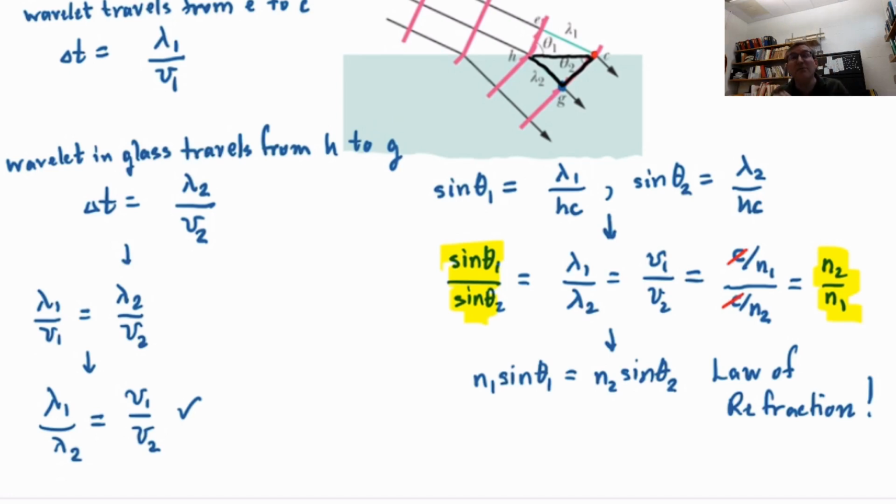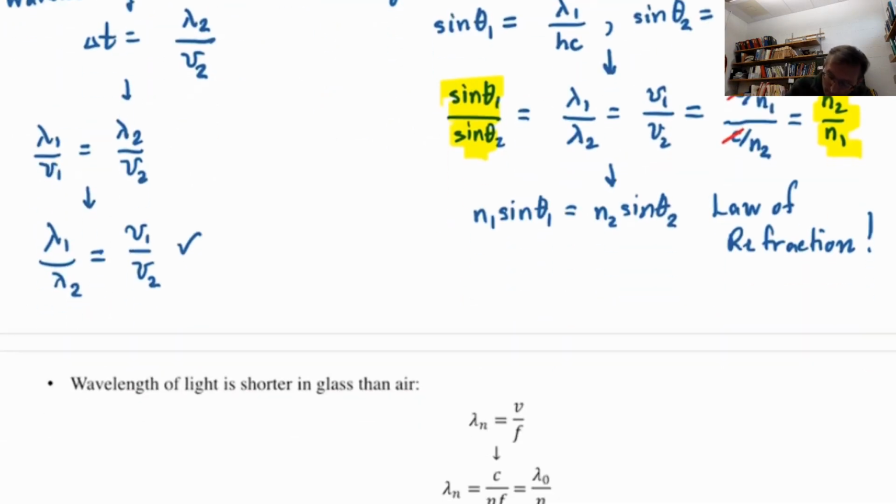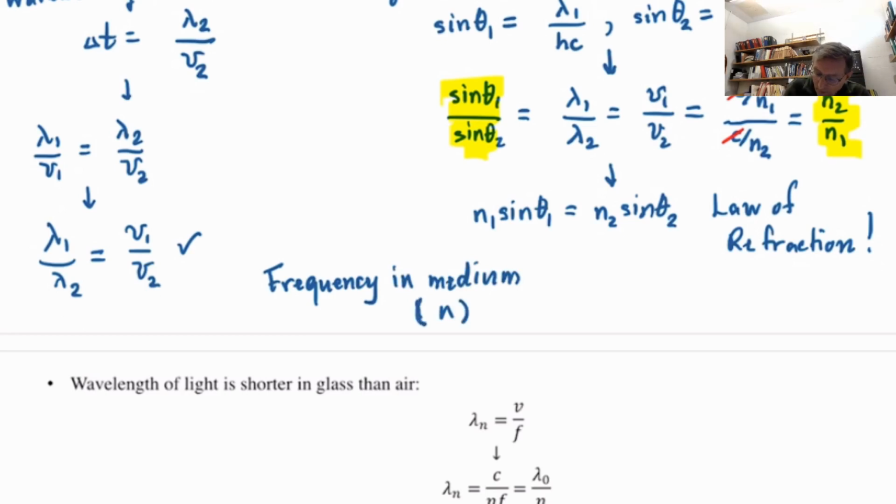Let's see what happens to the frequency of the light when we go from one material to another, say from air into glass. Okay? All right, let me just give myself a little bit of room here. So what happens to the frequency in a medium? Let's say this medium has an index of refraction n. I'll call this f sub n, the frequency of the light wave in a material that has index of refraction n.